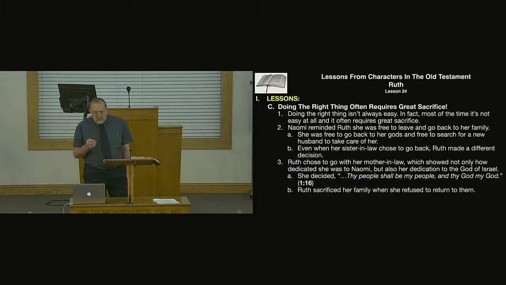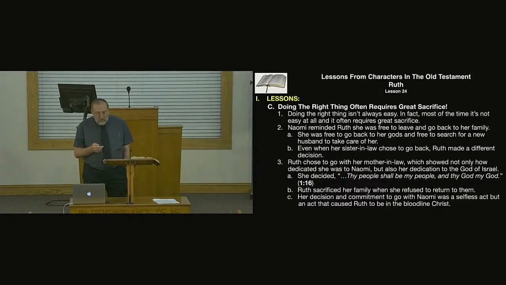So Ruth sacrificed her family when she refused to return to Moab and instead go with Naomi to Bethlehem. Her decision and her commitment to go with Naomi was a selfless act, but an act that caused Ruth to be in the bloodline of our Lord.